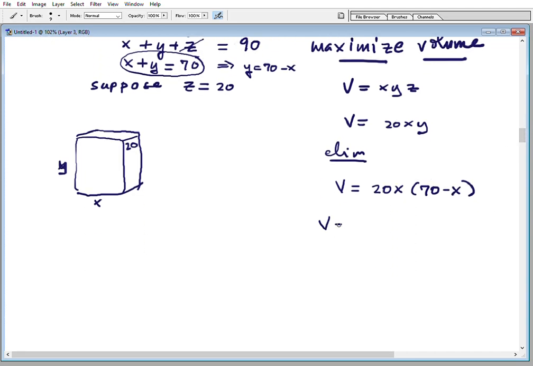Okay, so what's our volume? Multiply through, so we have 1,400x minus 20x squared. Now we're ready for dV/dx: 1,400 minus 40x equals 0.